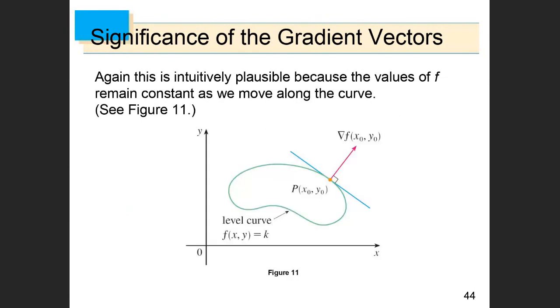Okay, guys? So this is for a two-dimensional case. This is the level curve, and this is the gradient, which points in the direction of fastest increase, and which is orthogonal, as you can see, to the tangent line.